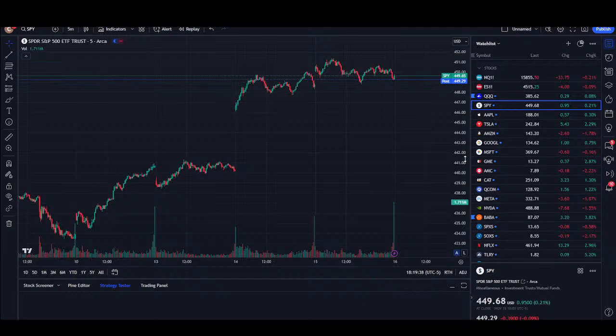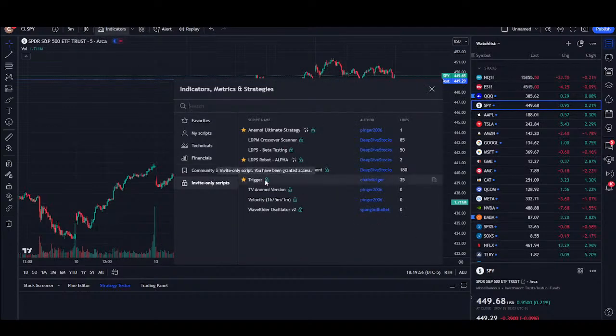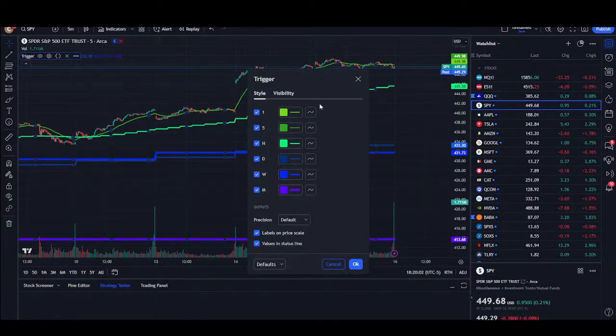Now we're just going to get into how to add the indicators to your chart. So for the triggers, all you're going to do is write your name on the trigger, on the verified trading view name channel. And then once you have that, you'll go to invite only scripts, and you'll see trigger right here, and you just click it to add it to your chart. Then if you go here, you can do the colors.